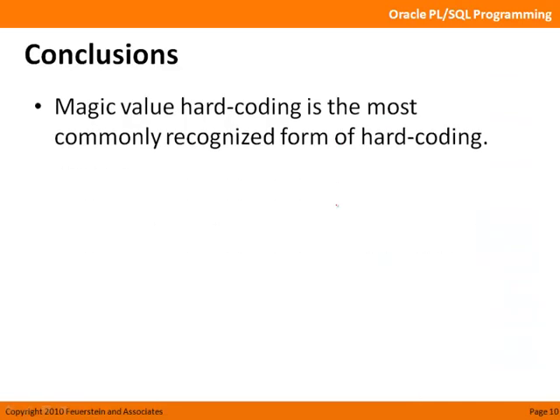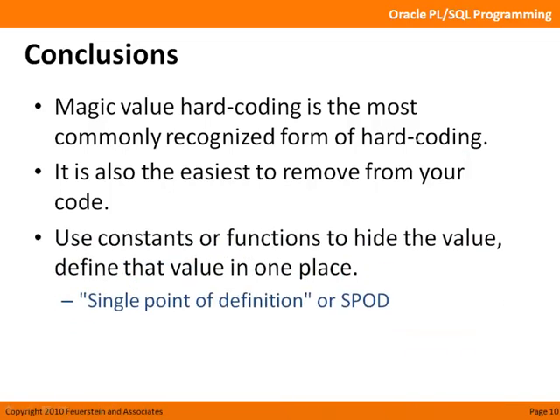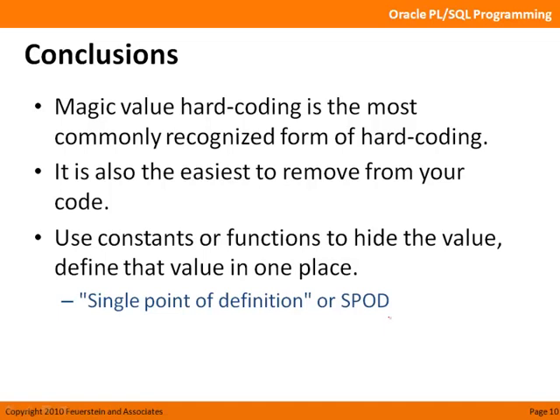Conclusions. Magic value hard coding is by far the most commonly occurring and recognized form of hard coding. We all know we shouldn't do it. We all do it anyway. It's also the easiest to remove from your code. So use constants or functions to hide the value. Define that value in a single place. The differences between constants and functions are good to know about, but the most important thing is that you have a single point of definition where you hide that value and only reference it by value once. And of course, you can get fancier and put the values into tables and expose them either as constants, as functions, or provide a generic lookup function by name.